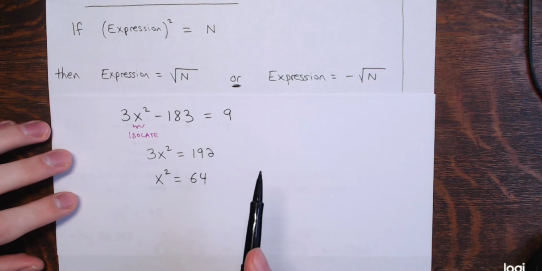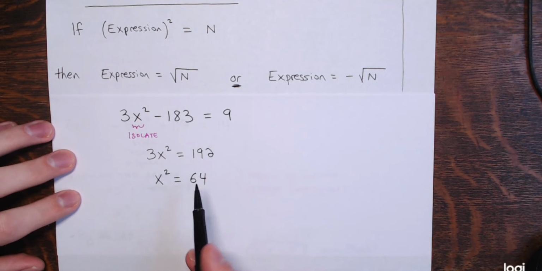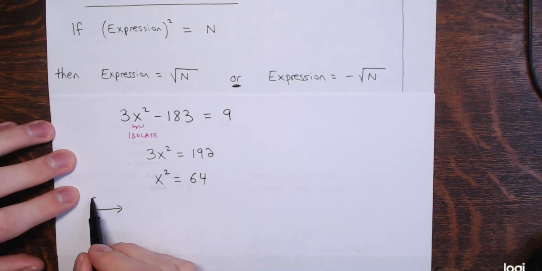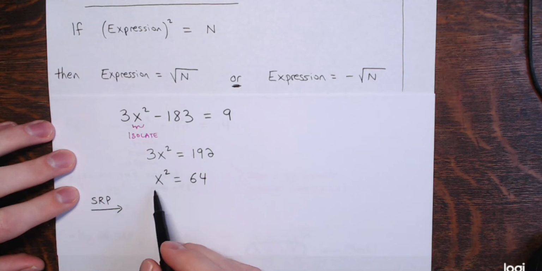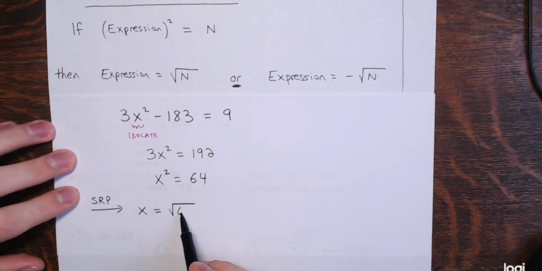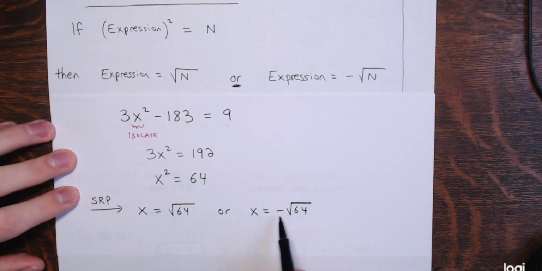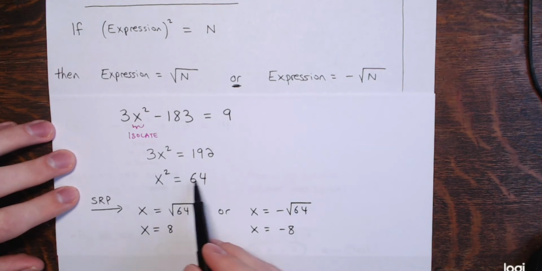Right, I have my expression squared equal to a number, so by the square root property, SRP, the expression being squared, the x, is either the positive square root of 64 or x is the negative square root of 64. Either way, you square these, you're going to get 64. And simplifying, x equals 8 or x equals negative 8. And these both work. When you square both of these, you get positive 64.